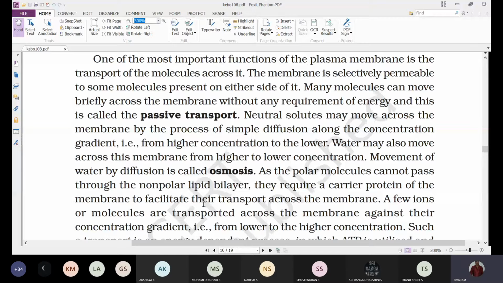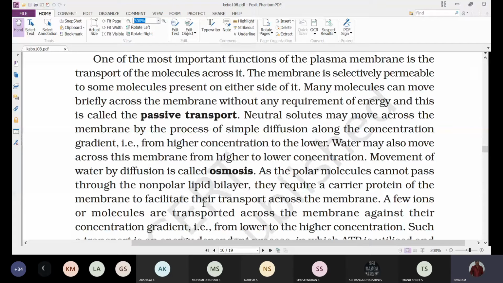Water may also move across this membrane from higher to lower concentration. Movement of water by diffusion is called osmosis. Solute means the different types of substances that are dissolved in the water, and the water is the solvent.